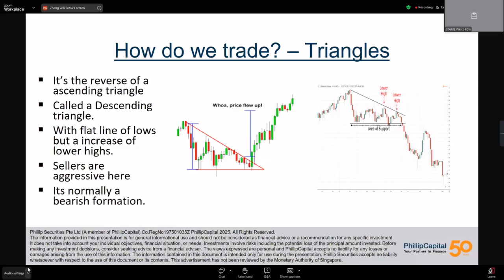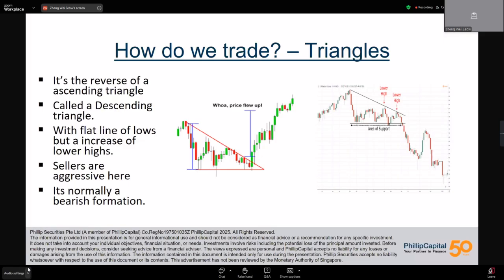This one is the reverse of an ascending triangle. It's called a descending triangle. Same theory: we have flat lows, but we have lower highs. As you can see for the triangles, it is normally a bearish formation, but as I've said, most triangles, in my opinion, are quite neutral. As traders, it just gives us an indication of where it might go, but it's not guaranteed. We still have to be patient.